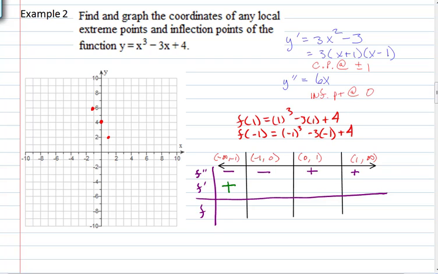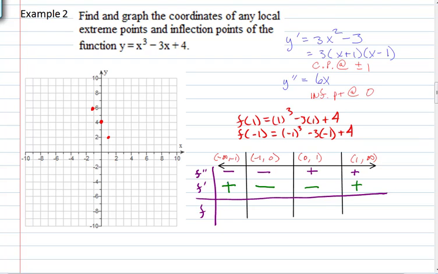If x is between negative 1 and 0, let's say negative 1/2, that's going to give me a positive number times a negative number. The derivative is negative. Between 0 and 1, the derivative is negative, because 1/2 minus 1 is negative, 1/2 plus 1 is positive. And between 1 and infinity, the derivative is positive. So what does that tell me about the shape of this graph?